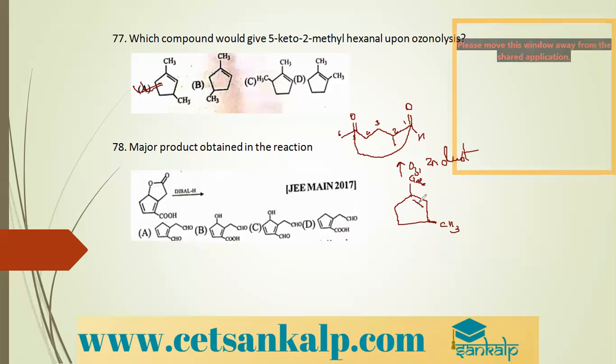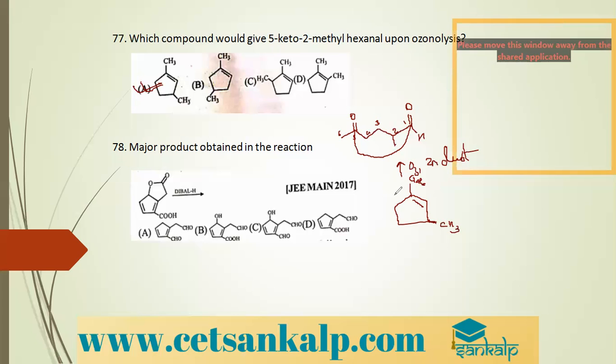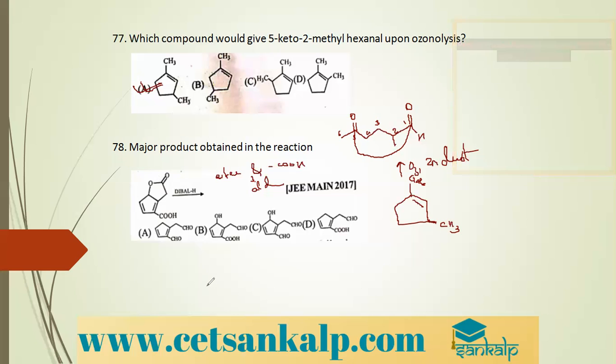78th question. Major product obtained in the reaction. It is a JEE Mains 2017 question. So the reaction is what? They have given this reaction, diisobutyl aluminium hydride. It reduces what? Remember, it reduces ester and carboxylic acid, both into aldehydes. So ester group is there and carboxylic group is there. So it will reduce both into aldehydes.